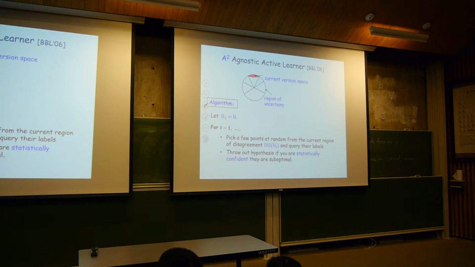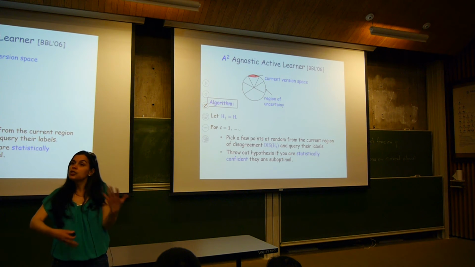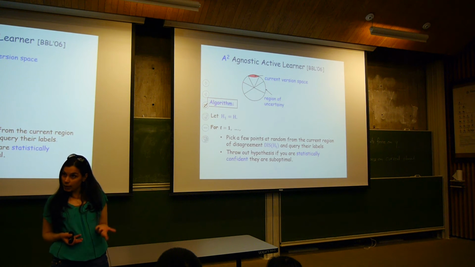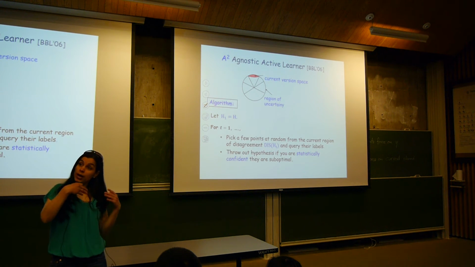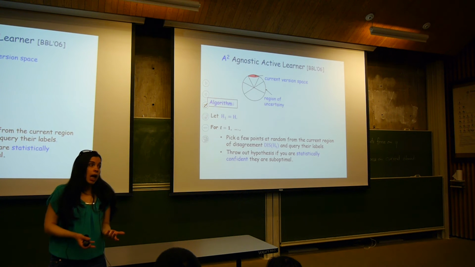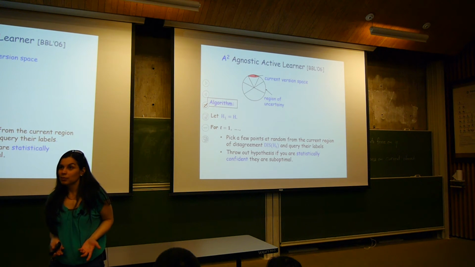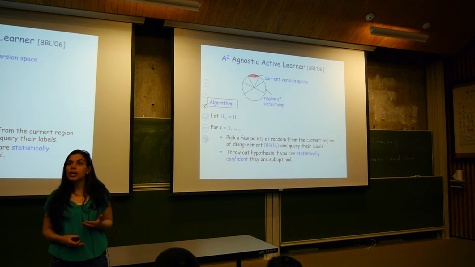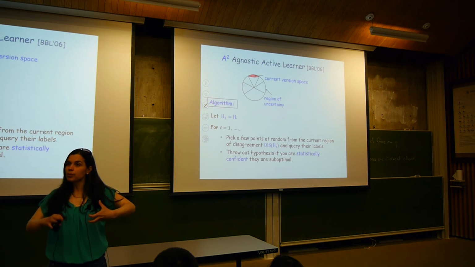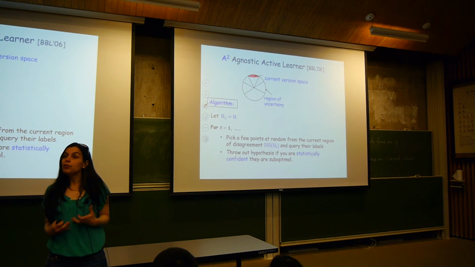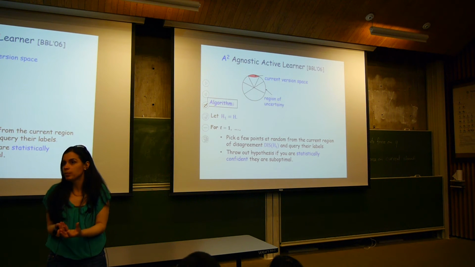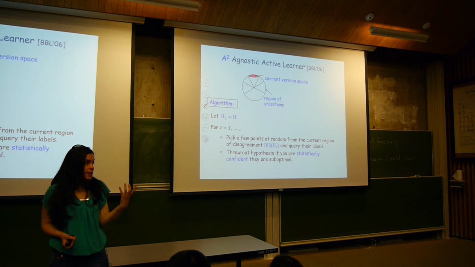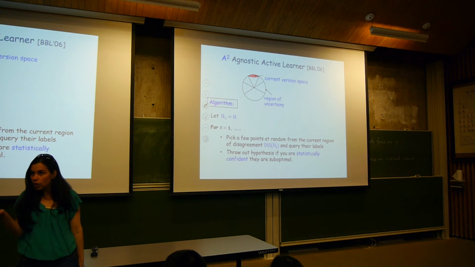So we're going to go in rounds. We can think about what is the region of disagreement. And in each round, we're going to pick a few points at random, subject to being in the region of disagreement of the current set of surviving classifiers. Then we're going to query their labels. And what do we do with the queried labels? We want to update our current set of surviving classifiers. And how do we do it? Well, we're going to throw out hypotheses from the current set of surviving classifiers if we are statistically confident that they are suboptimal. Okay, and there are many ways to instantiate this. And in our work, we did it in the following way.